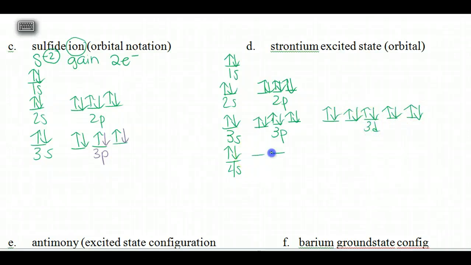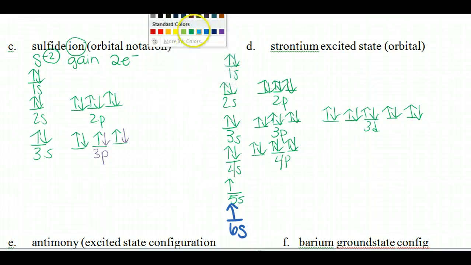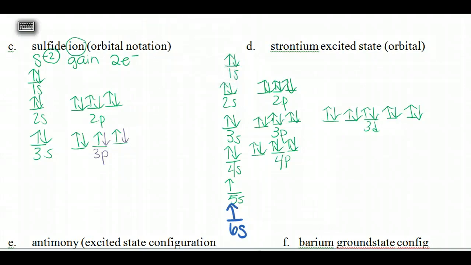After 3d, then we hit 4p. And then after 4p, we're at 5s. Okay, strontium normally ends in 5s with 2 electrons. But because we're in that excited state, we're going to remove that last electron, and it's actually going to jump to the next energy level, which would be 6s, and the electron is going to end up there. All right.